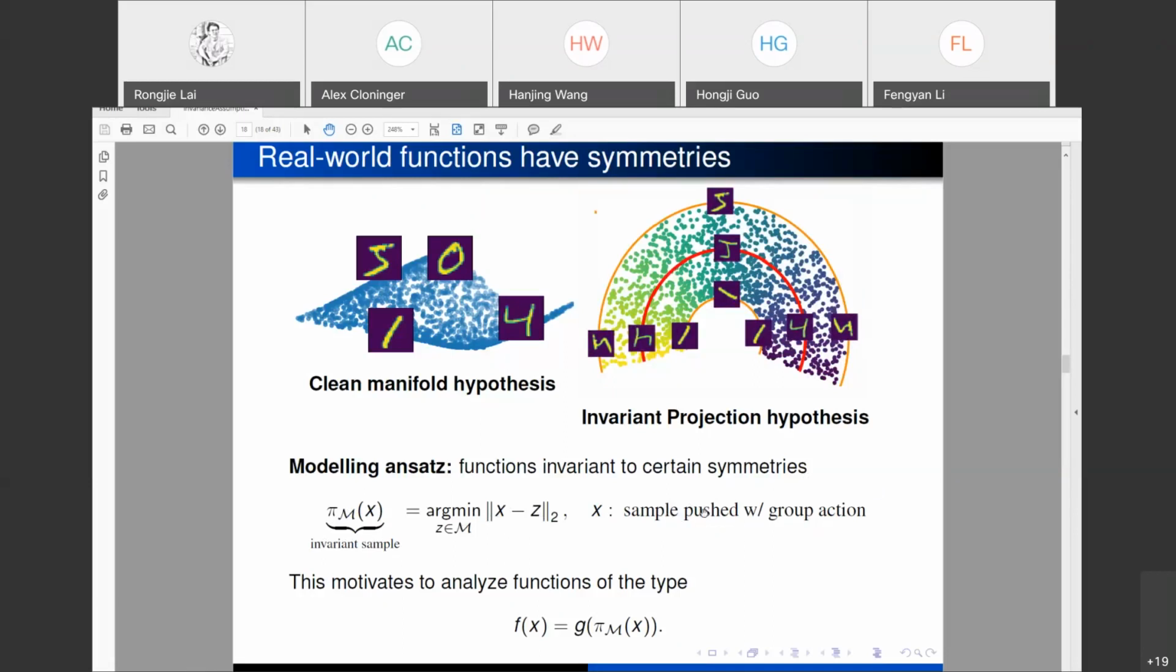Okay, sorry, I realized I should have had the group action element in there, but that's fine. My point is that both of these are here to motivate that we want to think about functions that can really be written as a function of x projected onto a manifold.